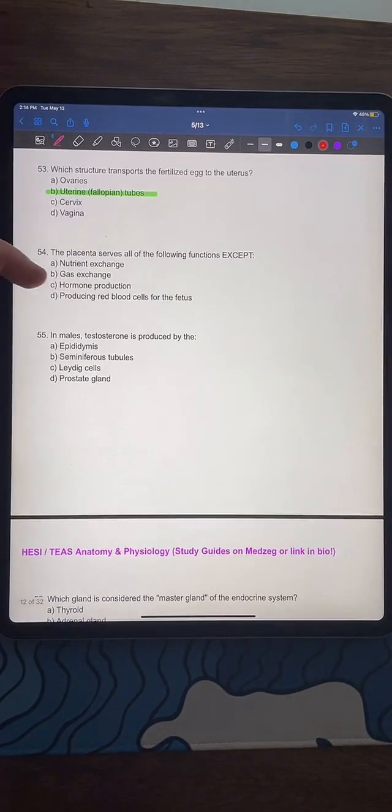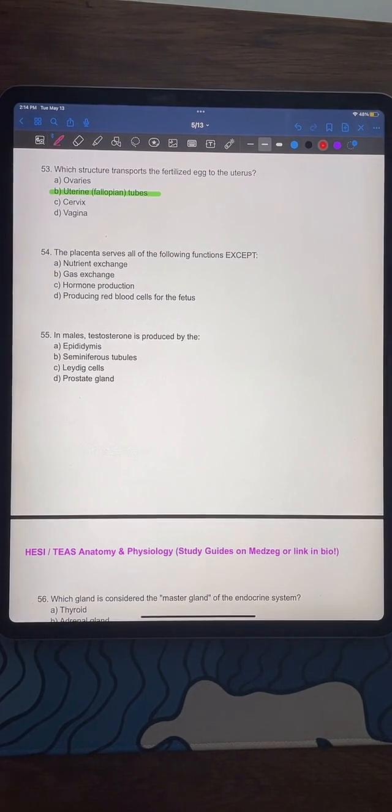54, the placenta serves all of the following functions except what?